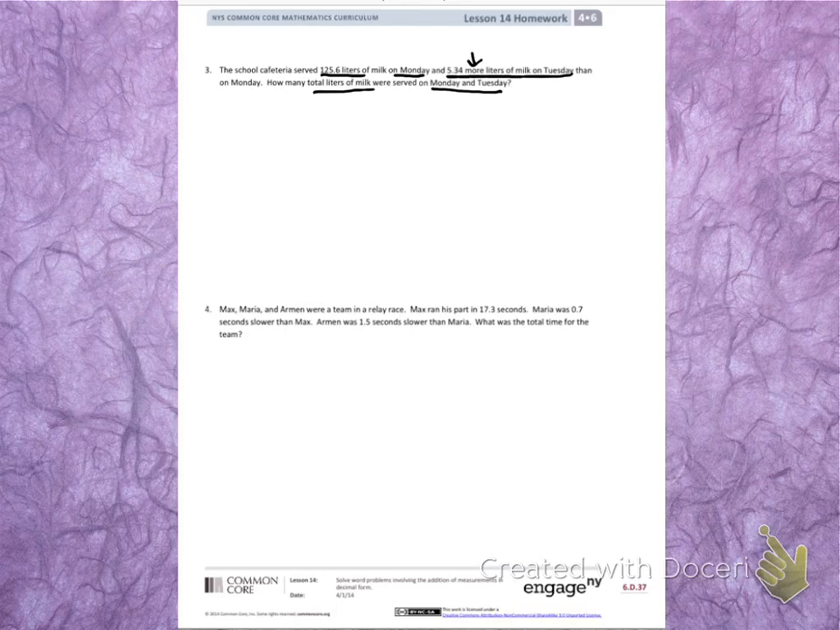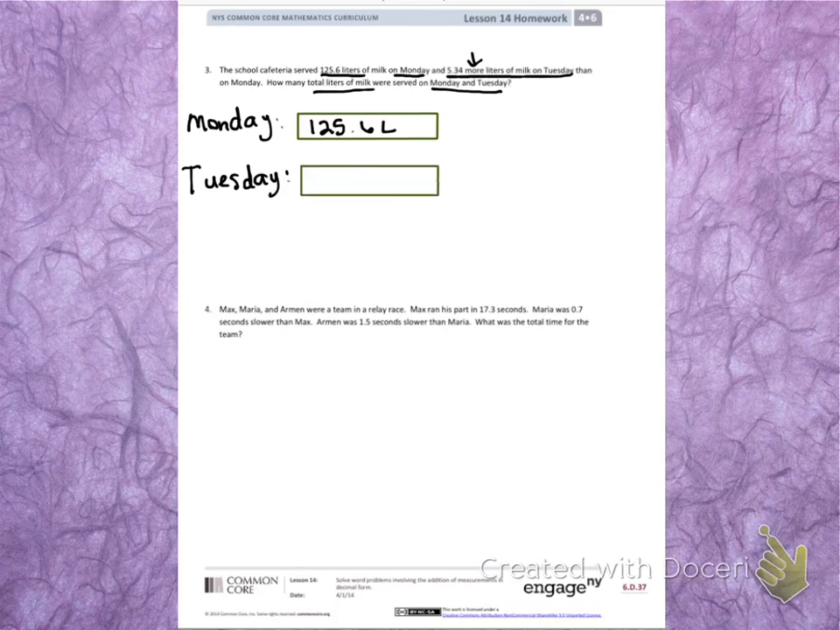So let's go ahead and break this down. I have Monday. I know that they served 125 6/10 of a liter, so I'm going to do a little tape diagram here, and I'm going to label this as 125 6/10 of a liter. On Tuesday, as I was explaining in the directions, they served the same amount as Monday. So I'm going to make a box as close in size as I can to Monday's, and label it 125 6/10 of a liter.